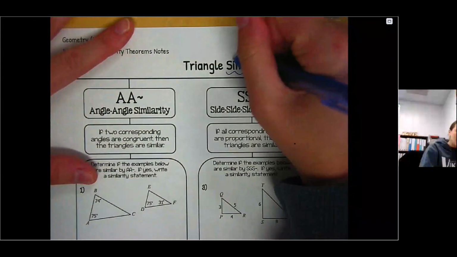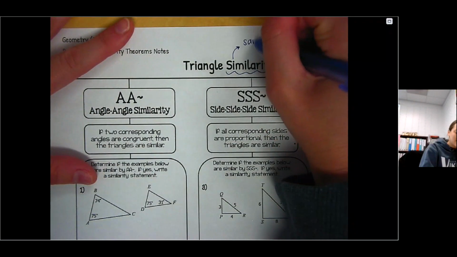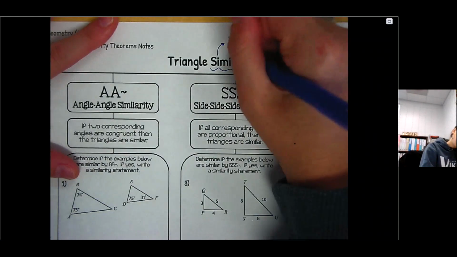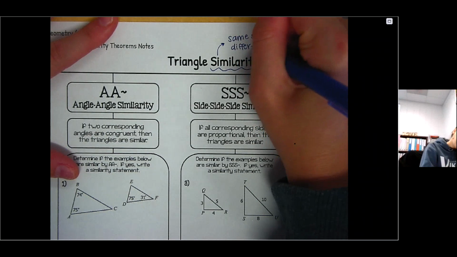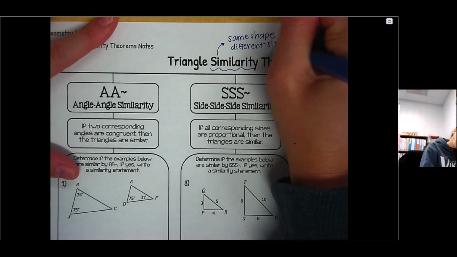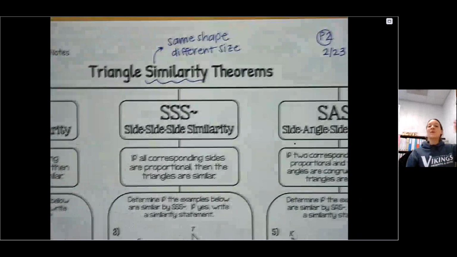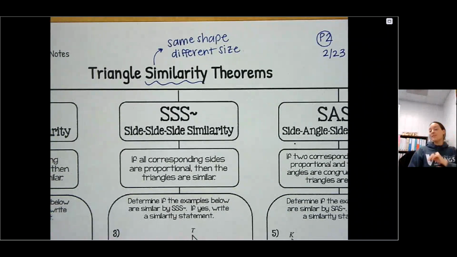Almost the same. Okay, so similar means same shape but different size. Write it down. Same shape, different size. Okay, now there are 3 different ways to prove that triangles are similar to each other.